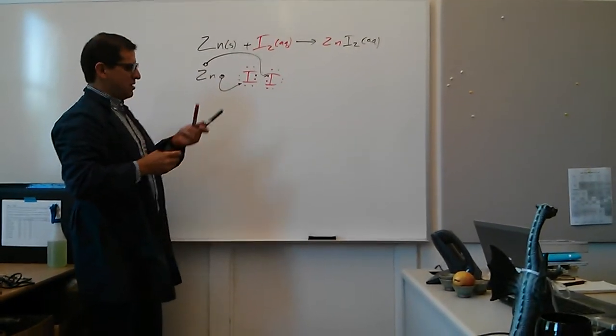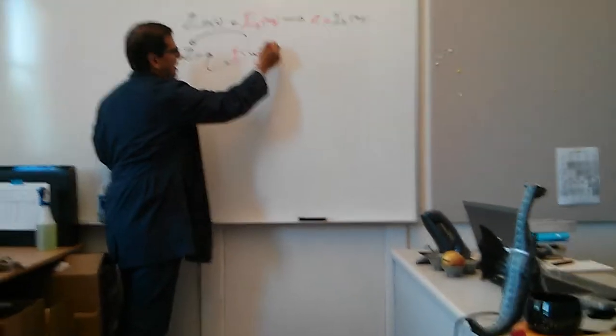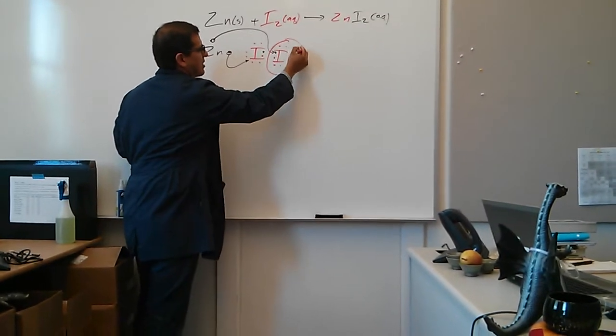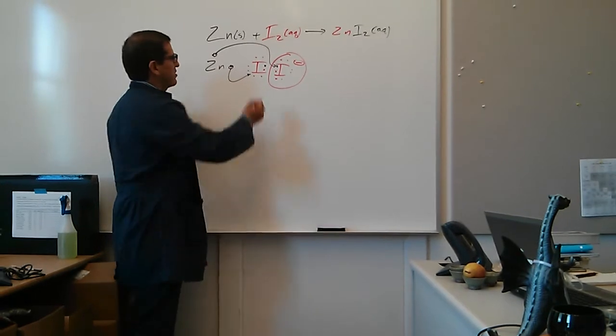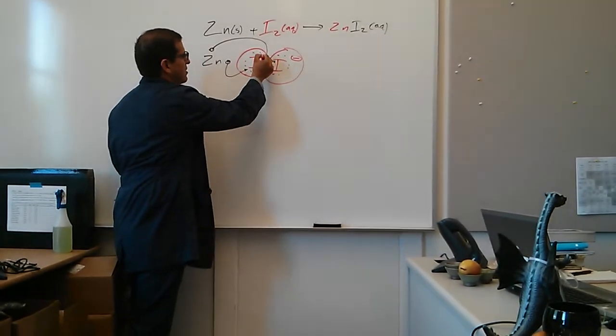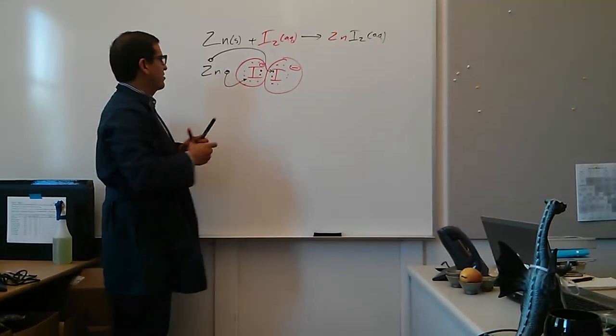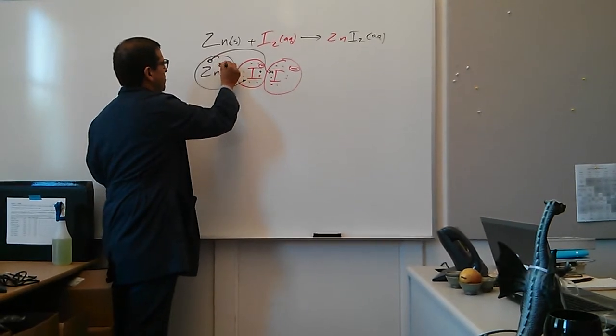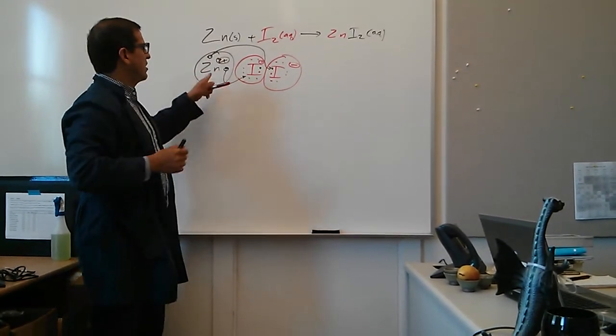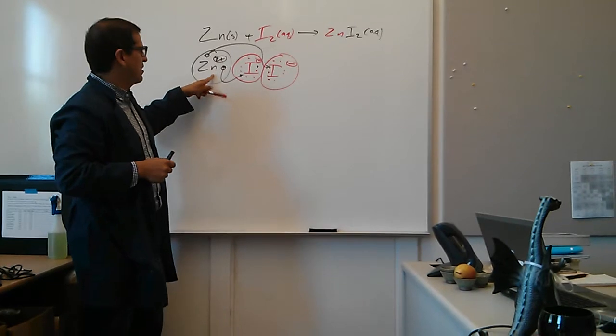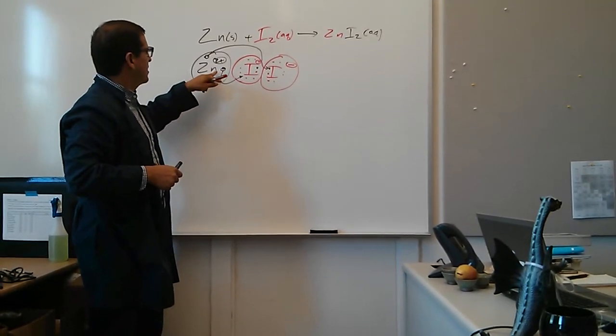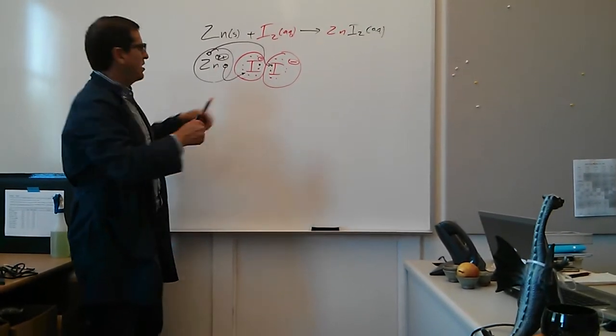And what you're left with is this iodine here now has a negative charge because it has an extra electron. This one here also has a negative charge because it has an extra electron. And this zinc has a +2 charge because it's lost 2 electrons, which are negative. So what happened here is that this zinc gave its electrons to iodine.